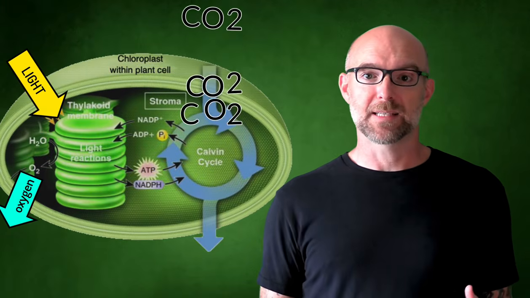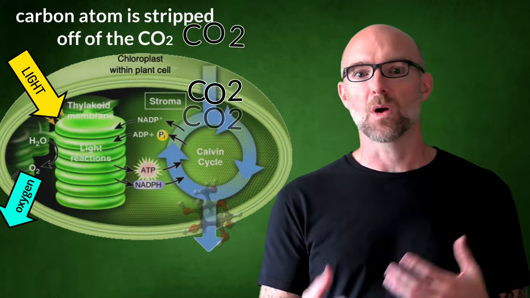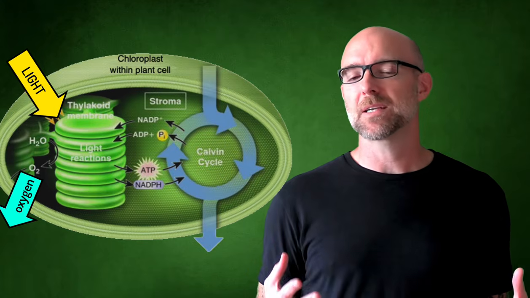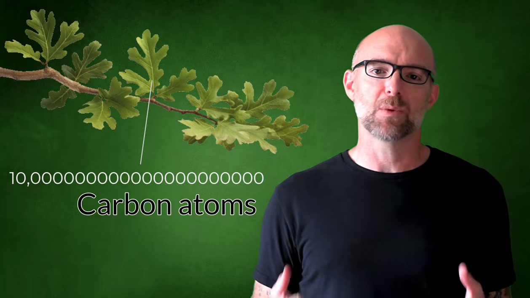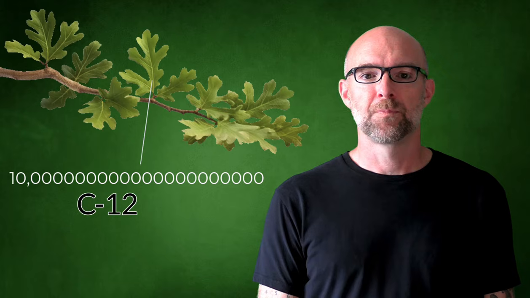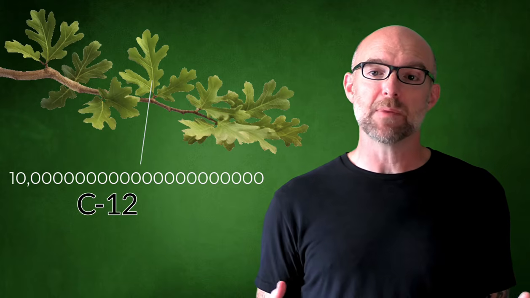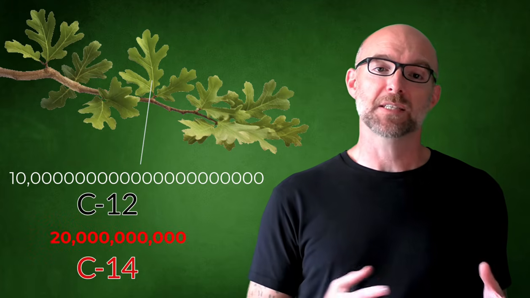Inside plant cells, the carbon atom then gets stripped off of CO2 and is used as raw material to build those plant tissues. Take a single oak leaf. It might contain something like 10 billion trillion carbon atoms. Almost every single one of those atoms is the stable isotope carbon-12. But thanks to that tiny fraction of radioactive CO2 in the atmosphere, about 20 billion of those atoms are carbon-14.